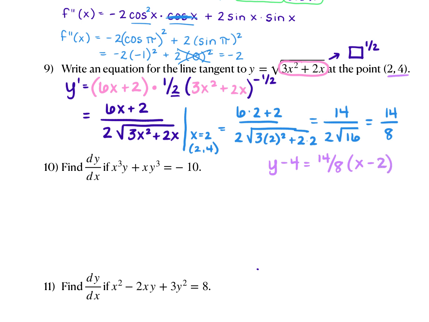This would be a great one if this was on a calculator section to go and plug this function into Desmos and plug in this equation and see if it's actually tangent to that function, because that's how you can check your work.